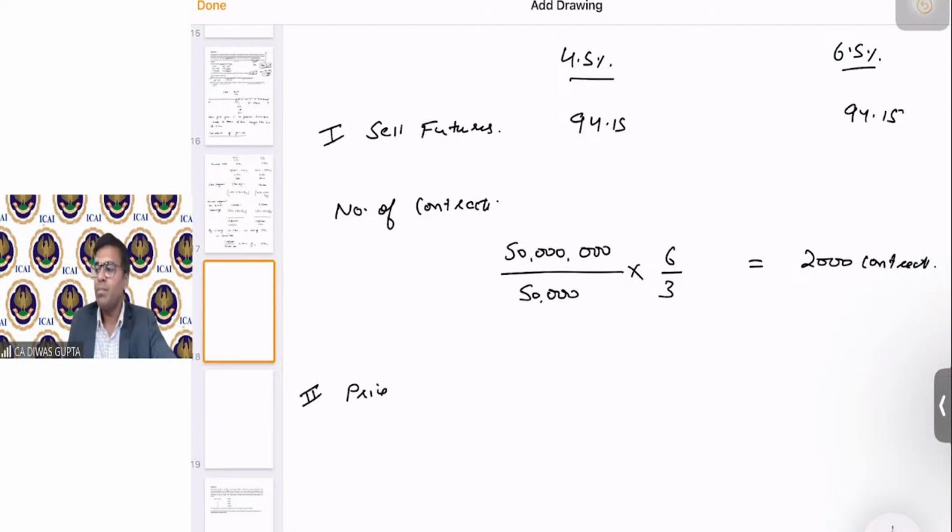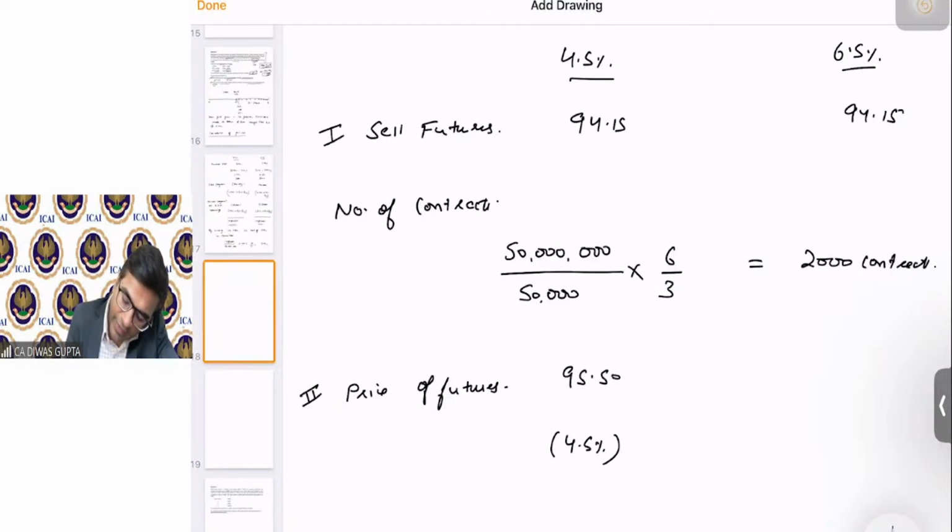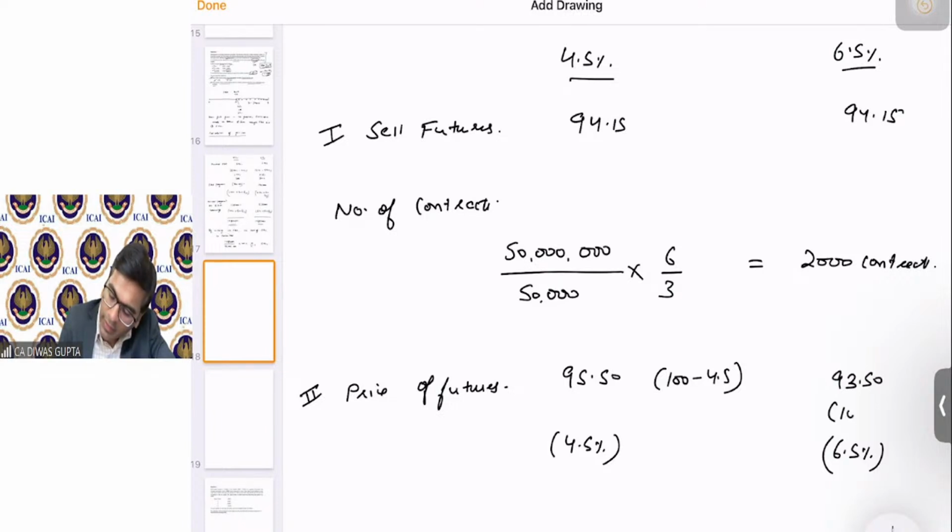Now the second part is the price of these futures at the start of the contract. If the interest rate is 4.5%, then it will become 95.50. How? 100 minus 4.5. Similarly, if the interest rate moves to 6.5%, then it will become 93.50, which is again 100 minus 6.5. Correct?